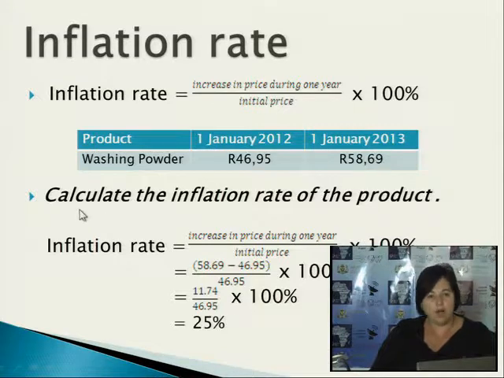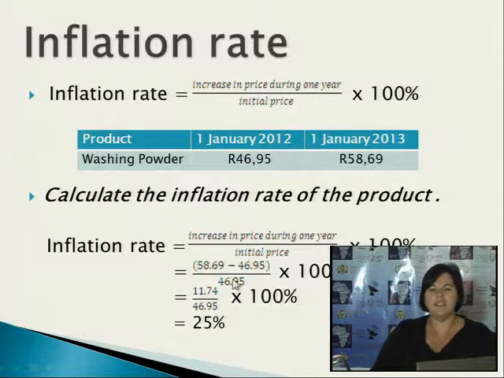Now the question will ask you, calculate the inflation rate of the product. What is the first thing I do? I write down my formula. And as is the case with any formula, the second rule after I've written down a formula is, of course, substitution. So they tell you what is the information that they need, and you must just go find it and substitute it. It says the increase in the price.